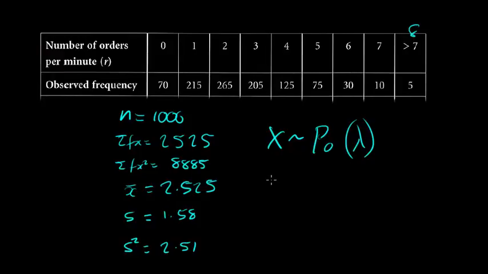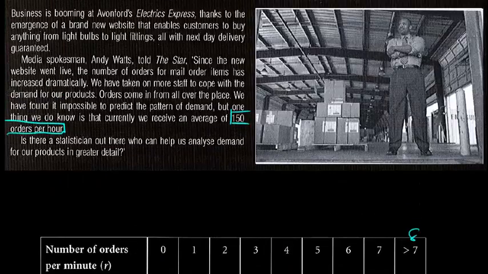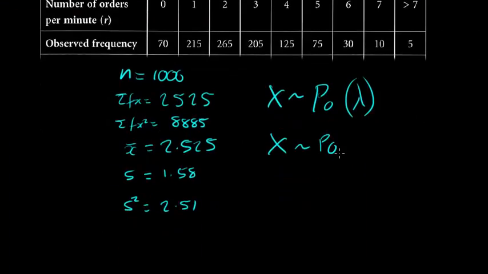That's lambda. So Poisson distributed with a mean of lambda, which means that x in this case is going to be Poisson distributed with, now remember these are our observed frequencies, so I just need to check up 150 orders per hour, so 150 orders in 60 minutes. 150 divided by 60, that is 2.5. So x is Poisson distributed, with a mean of 2.5 orders per minute.